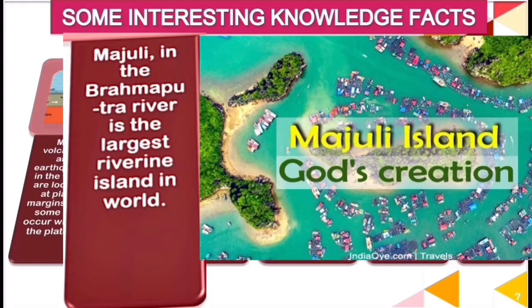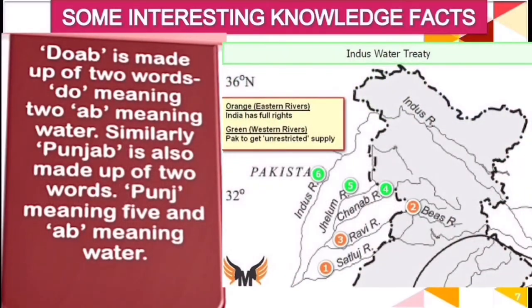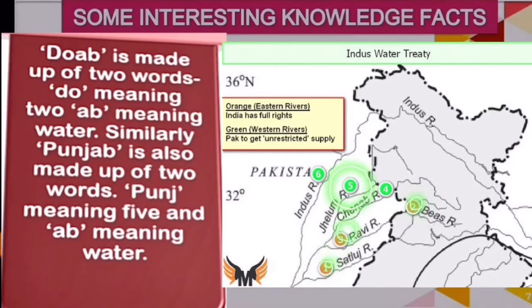Where is it located? It is located in the state of Assam. Fourth, Doab is made up of 2 words. Do meaning 2 while Ab meaning water. Similarly, if we refer to the term Punjab, it refers to Panj meaning 5 and Ab meaning water. Thus, Punjab is formed because of the 5 main tributaries of river Indus: Ravi, Beas, Jhelum, Satluj and Chenab.